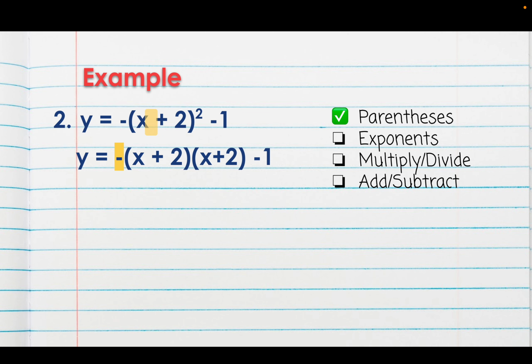That exponent, all I did was I took what was being brought to the exponent and multiplied it by itself. So I have x plus 2 being multiplied by x plus 2.